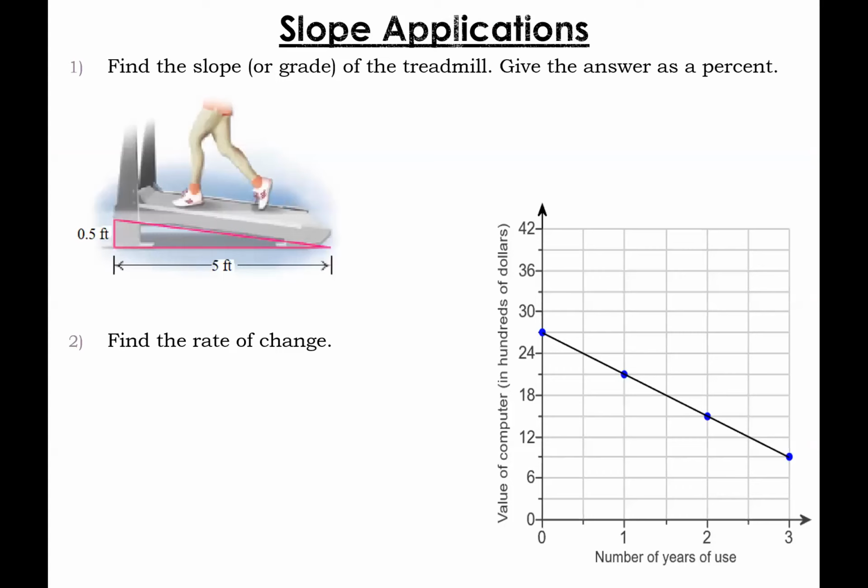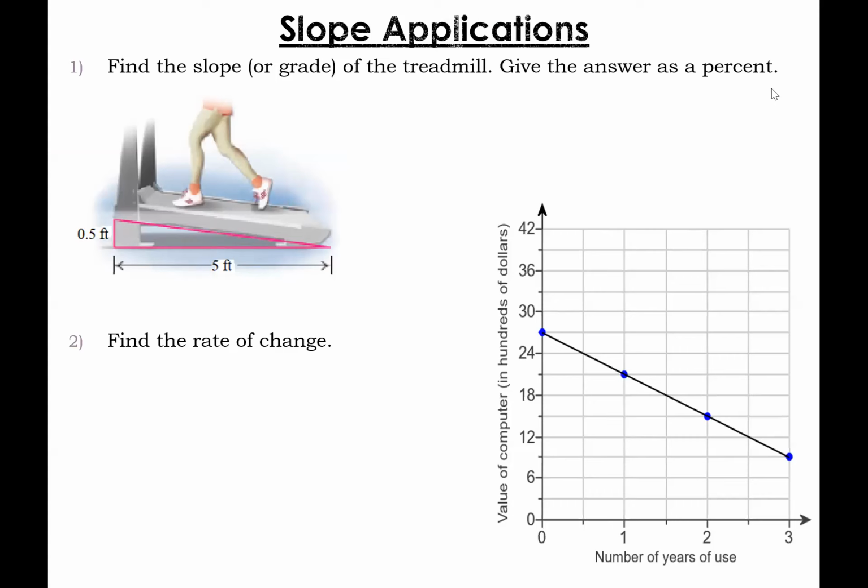All right, so there's one more application problem that we're going to look at, or two more, excuse me. I took these straight from the homework. So let's take a look. All right, slope application. So number 1 says, find the slope or grade of the treadmill. Give the answer as a percent.